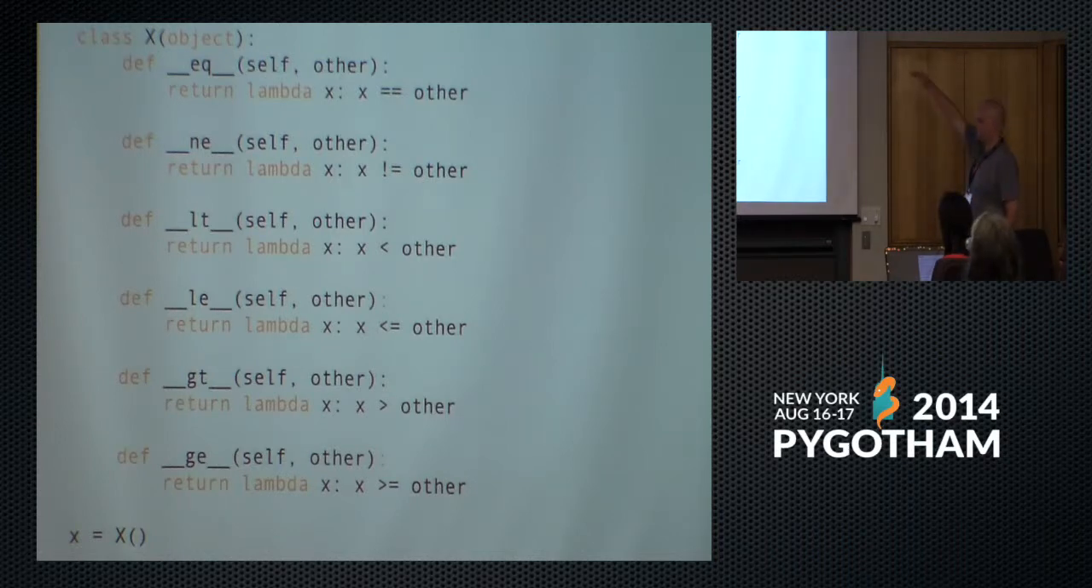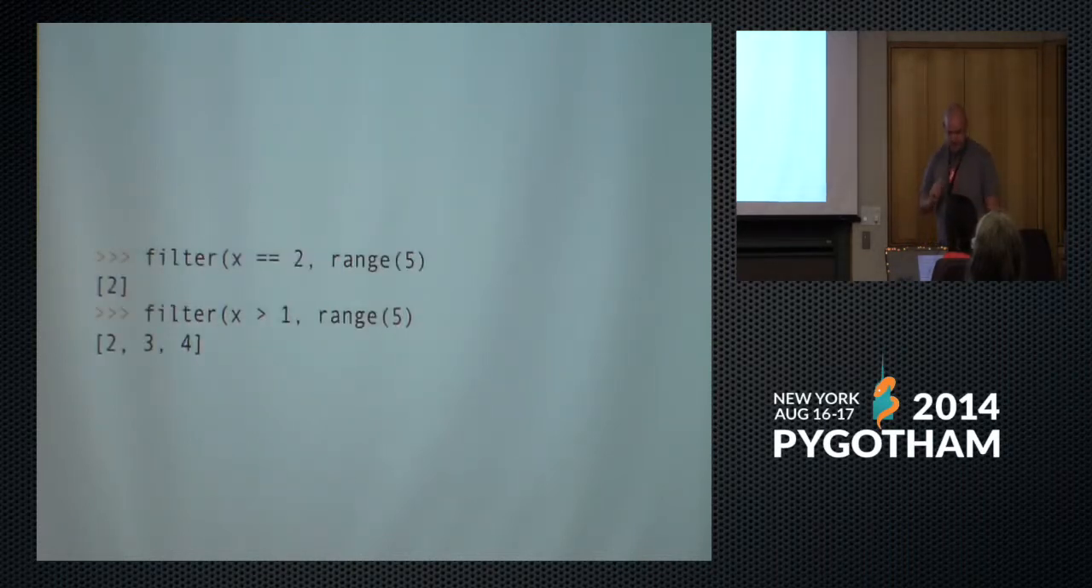Then I go through all of these methods and define a lambda that implements that function. Now, I could have made this a little ugly and meta-programmed this out with the operator module, but I think this is actually pretty clean. The way that you end up using X is you can say filter X double equals 2, and I can filter out a range of 5. There's some missing parentheses there. I apologize for that. And then you can say filter X is greater than 1 against a range of 5.